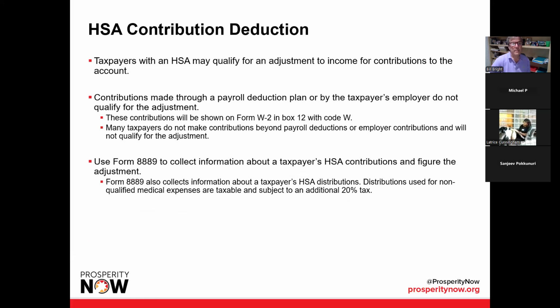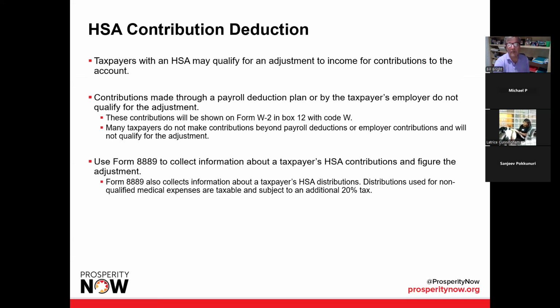The one thing that we see in general is this middle part here. Generally, HSA contributions are made by the employer and the employee. In box 12, if there's a code W, that's been made by the employer. Those aren't deductible. They're reported, and they will also trigger a Form 8889, which will show how much was spent on health expenditures during the year.